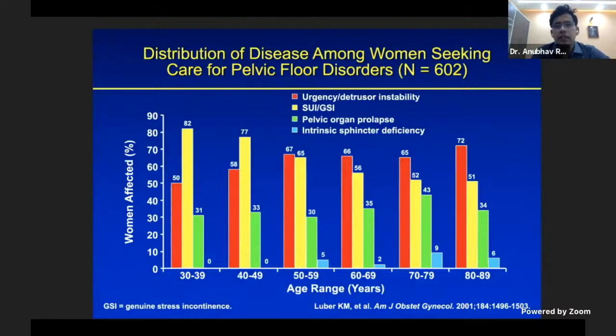And you can see the proportion of women who are seeking consultation for pelvic floor disorders. They're having some discomfort regarding their pelvic organs, like some problem in urination, some problem in defecation. So the prevalence is around 50 to 80% of patients who are seeking attention for pelvic floor disorders. Most of them also have symptoms of OAB.